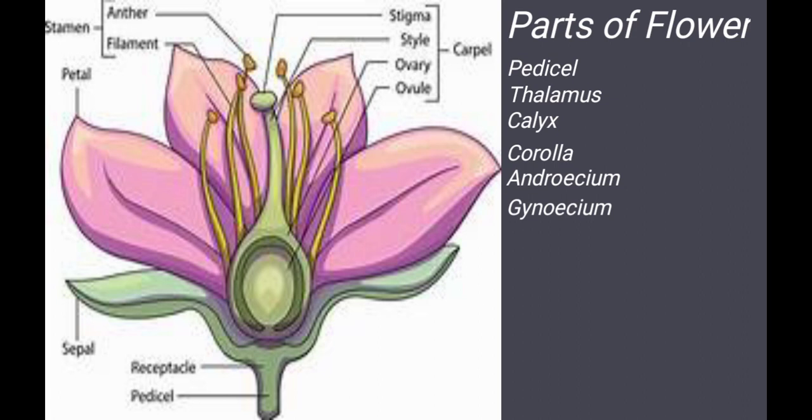A complete flower consists of all four whorls, that are calyx, corolla, androecium, gynoecium. They are called complete flowers. Example: china rose, pea, mustard. Incomplete flowers: a flower which is lacking one or two whorls is known as an incomplete flower. Example: the flowers of date palm, mulberry, papaya, cucurbita.